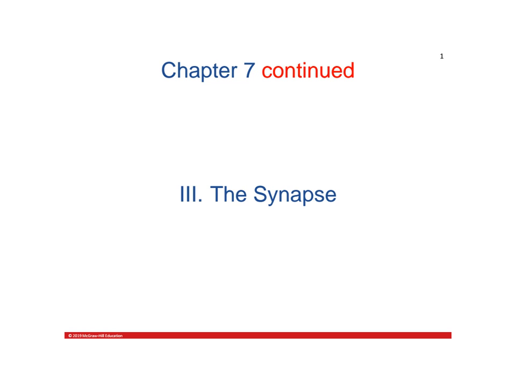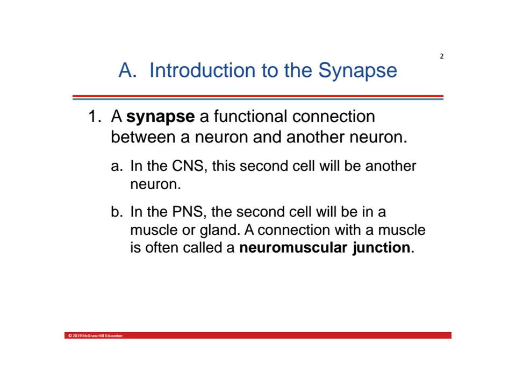The topic of today's lecture is the synapse. A synapse is a connection between a neuron and another neuron. In the CNS, typically the second cell will be a neuron. In the peripheral nervous system, or PNS, the second cell will often be a muscle or gland.